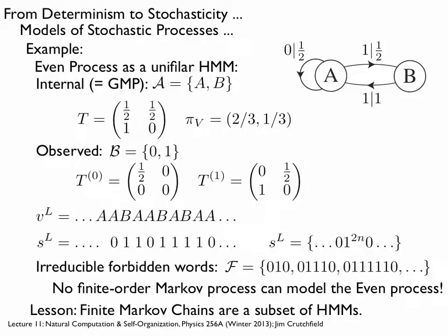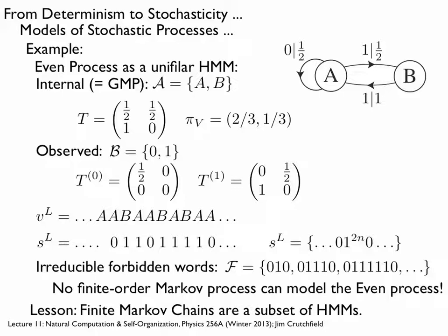But then, as soon as I start looking at length 5 words, there's a new forbidden word. Right? 0, 3 ones and a 0. This word isn't forbidden by this one. No, that's fine. It's new. And then this word, as soon as it occurs, also has this cascading effect of cleaving out longer and longer words that contain it as a subword, and so on. So this is the strange thing about the even process. The most dramatic way to state this is that there's no finite order Markov process that can model the even process, or I should say, no finite order Markov chain can model the even process because of this property.